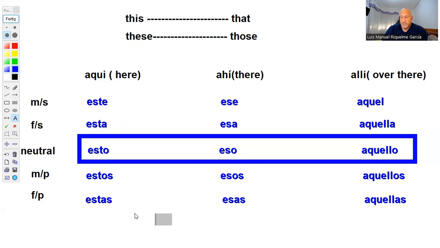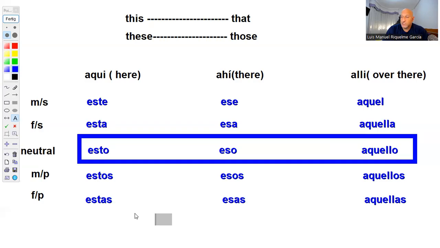want to mention it. For example, if you want to say things like, what is this? Well, you are asking, what is this? So you might not know what it is. So for you, at the moment, what that object is unknown. So you would say, ¿qué es esto? The only thing you know is that that object is close. That's it.